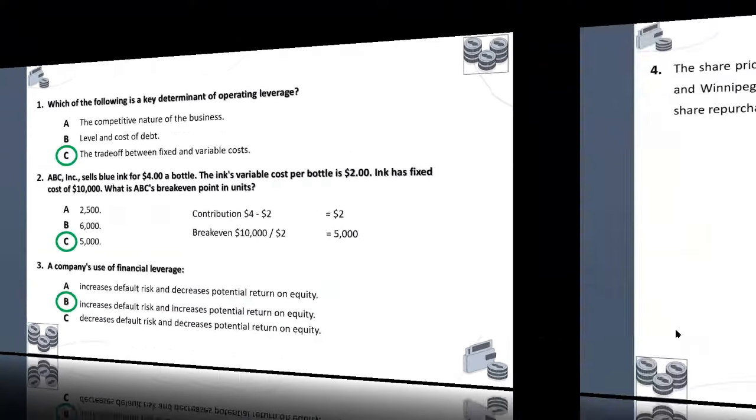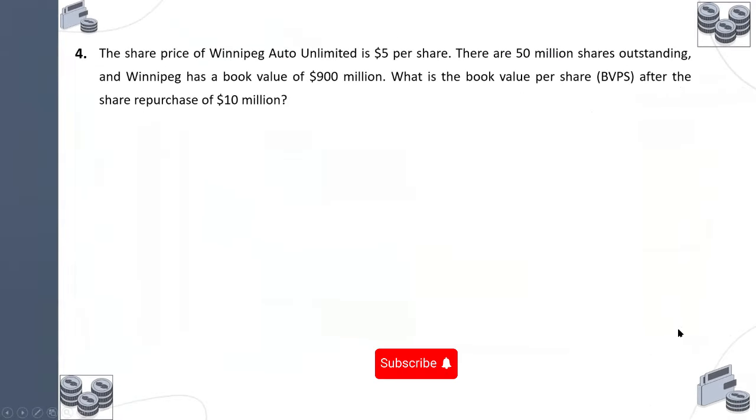Question 4 is about share buyback. This company share price is $5. Market price now is selling for $5. There are 50 million shares outstanding, and the company book value was 900 million. That is the shareholders' equity as appears in the balance sheet. What is the book value per share after the share repurchase of $10 million?